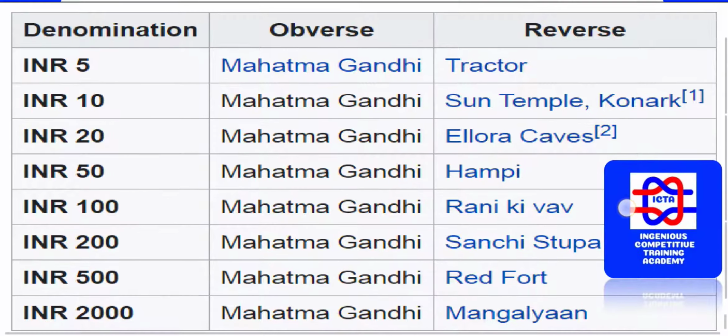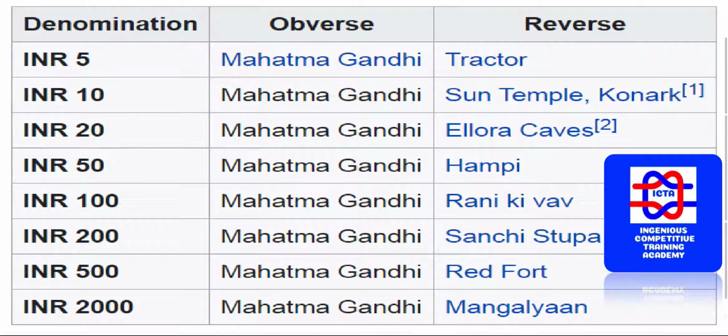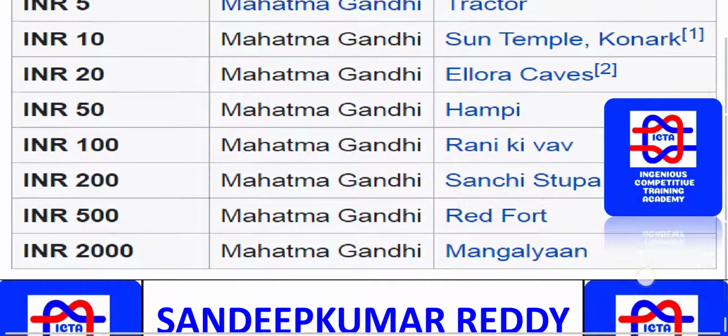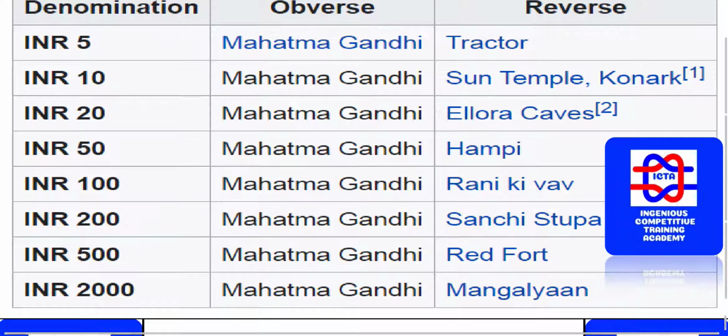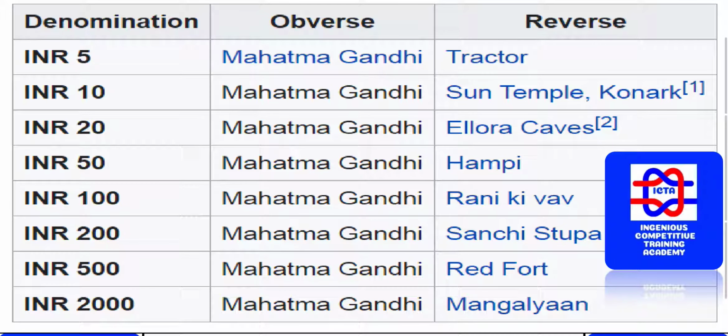So here are the details of currency, what exactly the motif we have on the reverse side. 5 rupees tractor, 10 rupees Sun Temple Konark, 20 Ellora Caves, 50 Hampi Chariot, and we have 100 Rani Ki Vav, 200 Sanchi Stupa, 500 Red Fort, and 2000 Mangalyaan. This is what exactly you have to remember, guys. You may be asked one question among this in exams.